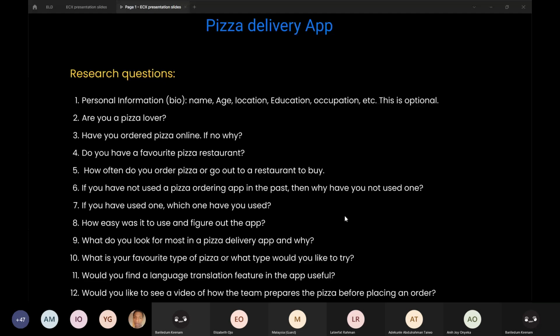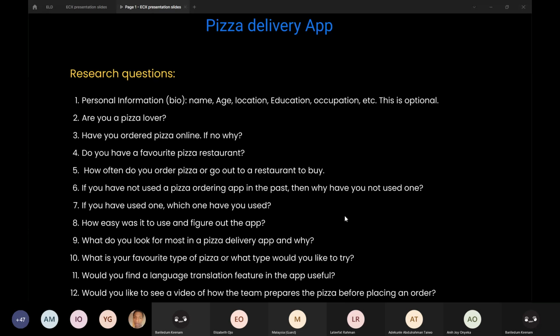Then lastly, would you like to see a video of how the team prepares the pizza before placing an order? For me personally, I would love to see a video of how the team or the chef prepares the pizza before placing an order. So things like this can be of interest to some users. So when you get feedback from them and they're like, wow, I would love this, you know what to include in your app. All these questions are research questions.